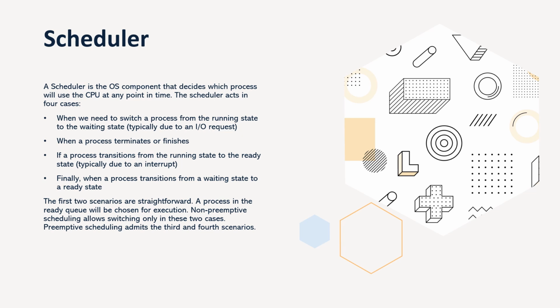Third is if a process transitions from running state to the ready state, typically due to an interrupt. And the last one, finally, when a process transitions from a waiting state to a ready state. The first two scenarios are straightforward. A process in the ready queue will be chosen for execution. Non-primitive scheduling allows switching only in these two cases. Primitive scheduling admits the third and fourth scenarios.